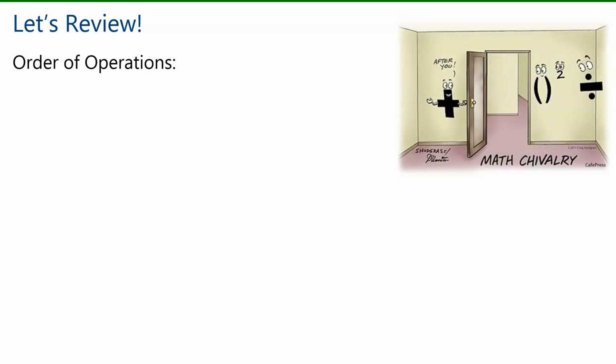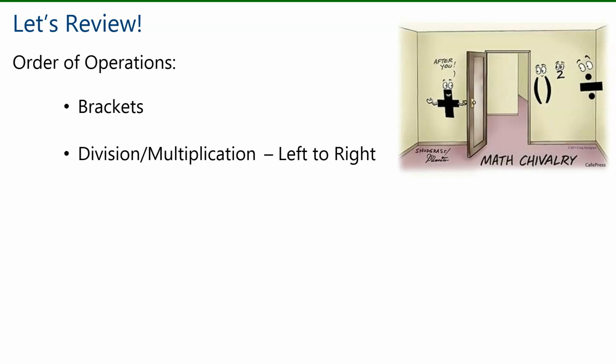Now, our order of operations says that we always perform whatever is in the brackets first. Then, you move on to do any division and multiplication. Now, just because I have written division first doesn't mean that that goes first. We do division and multiplication from left to right. Then you do any addition and subtraction. Again, you do that in the order that you see it in the question, from left to right.